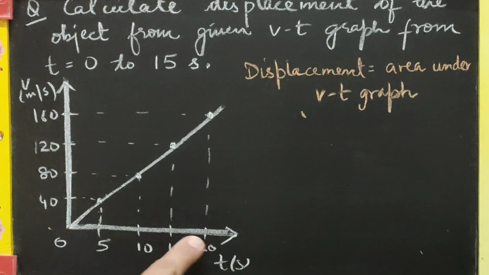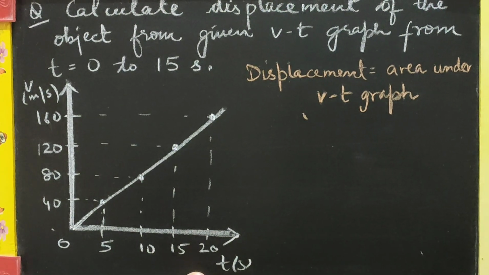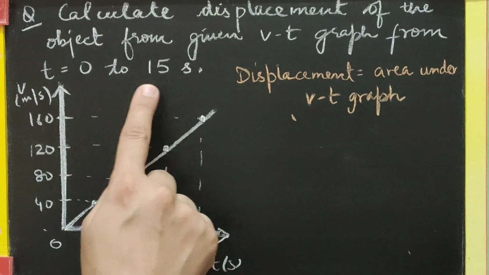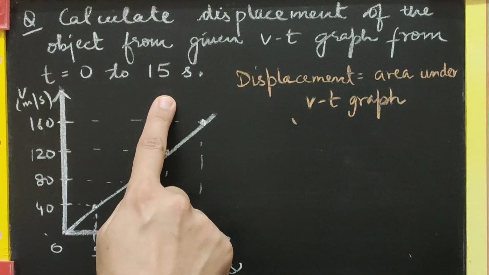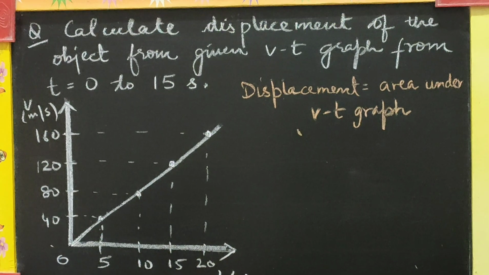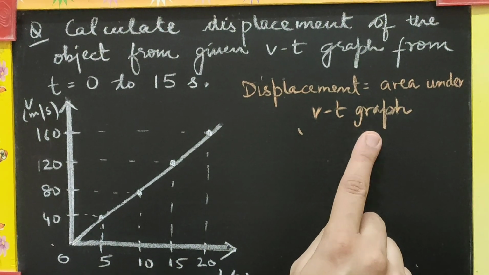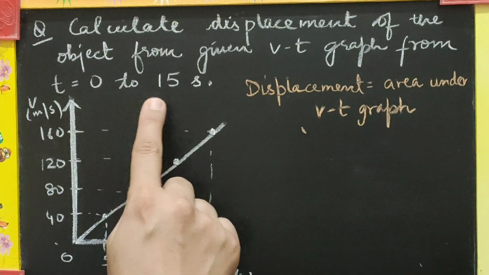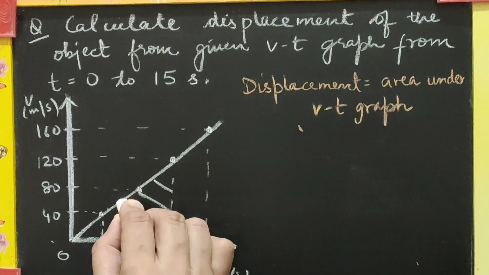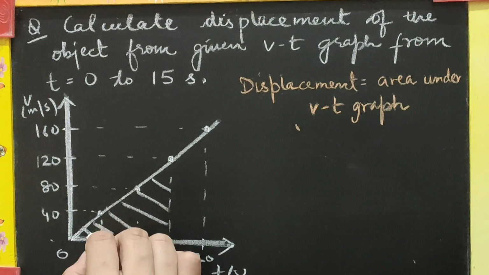So here is another example to calculate the displacement of the object from a given VT graph, and a time interval has been specified. We have to calculate the displacement from t0 to t15 seconds. Now we know displacement is the area under the VT graph. So from t0 to t15, if we look at the graph, this is the area which has been covered.